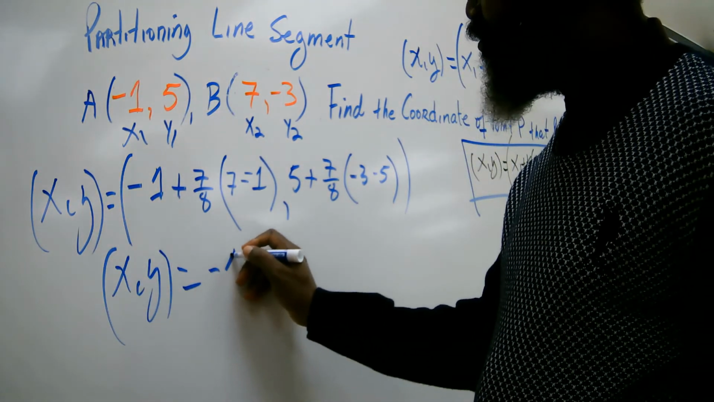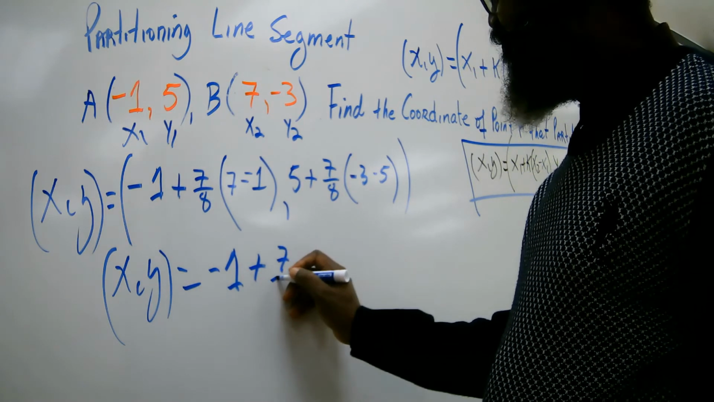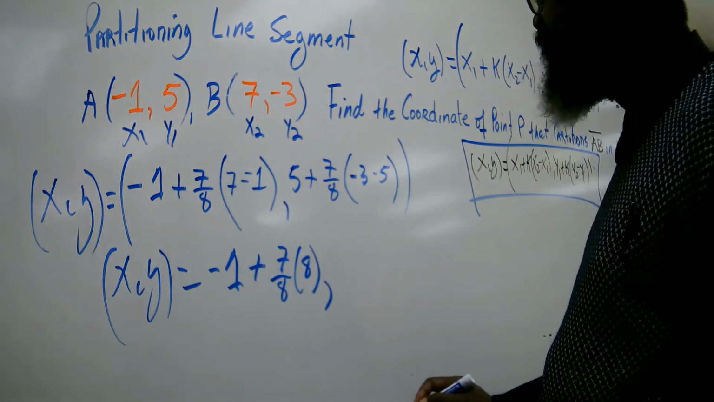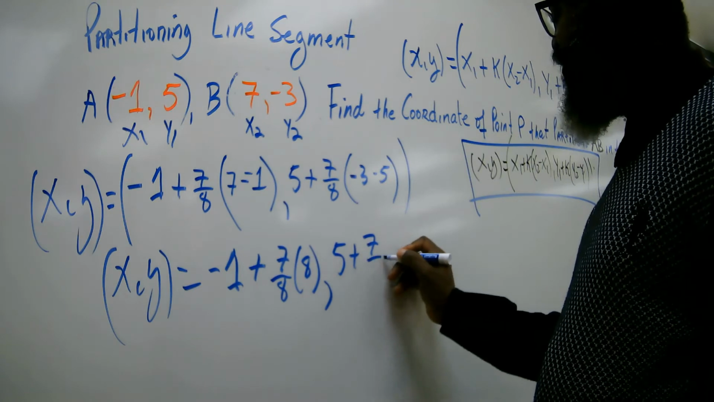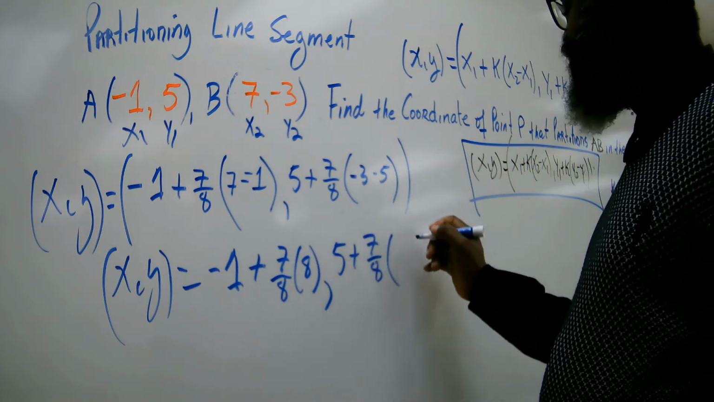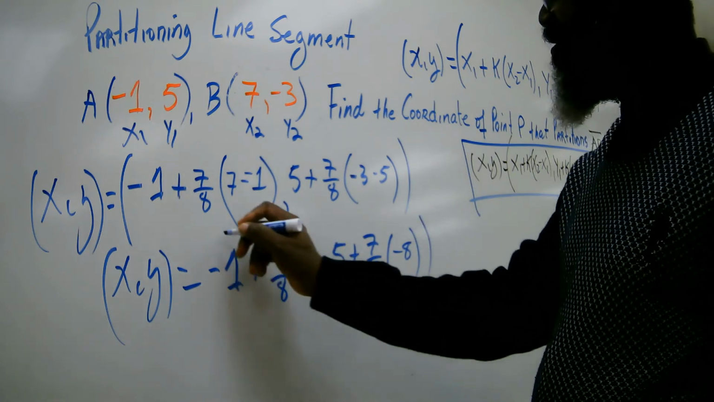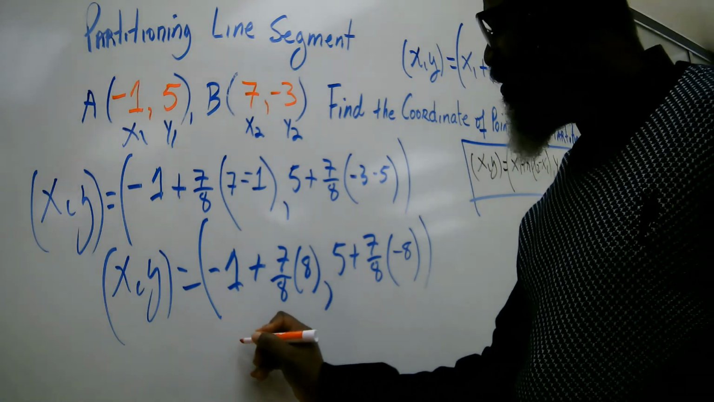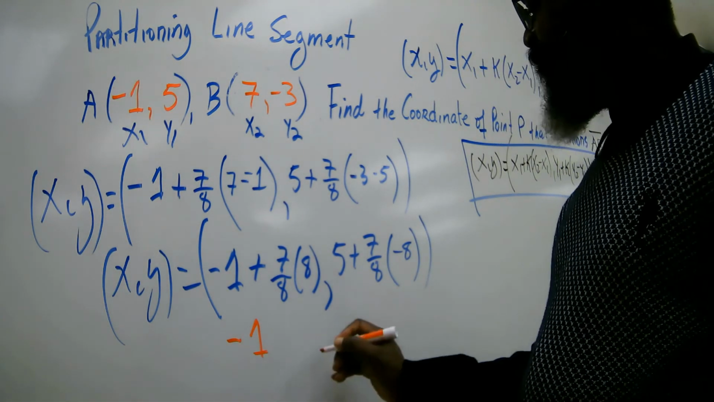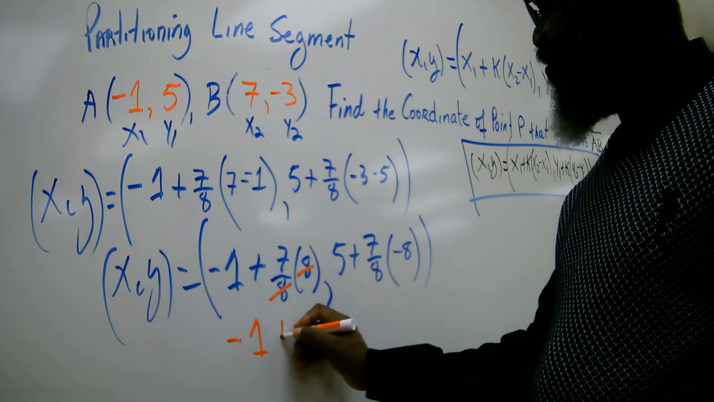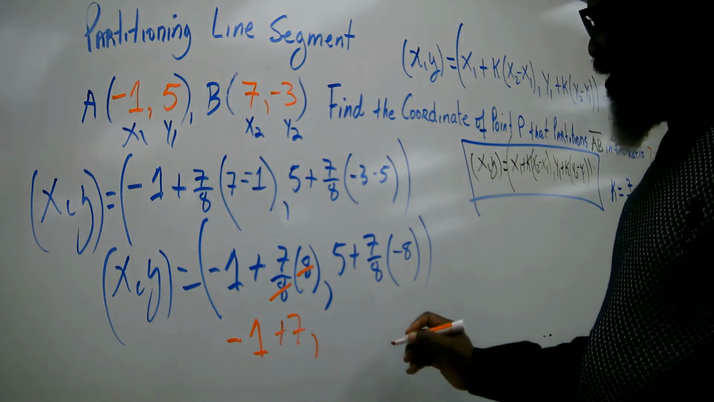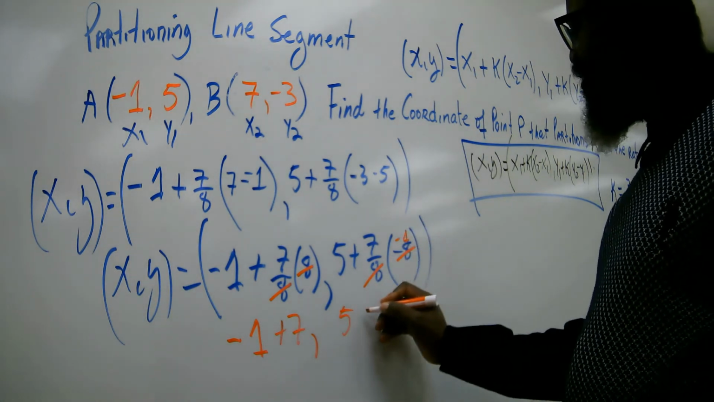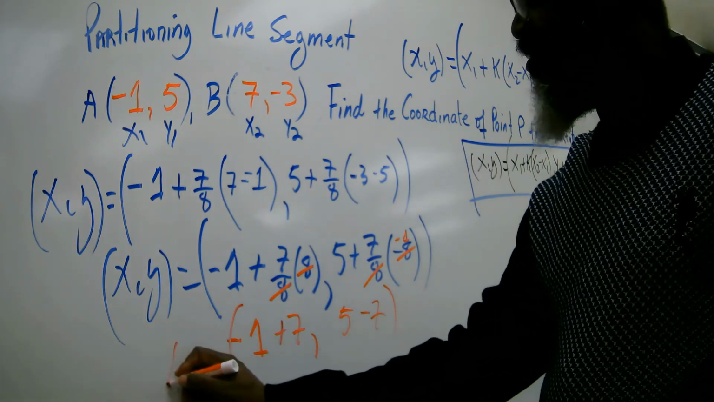The point equals negative 1 plus 7/8 times 7 plus 1, which is 8, comma, 5 plus 7/8 times -3 minus 5, which is minus 8. Now we only have to simplify that, so you will end up with minus 1, and 8 cancels with 8, so that will be plus 7, comma, that will be 5 minus 7, which is minus 7. So this is your point.